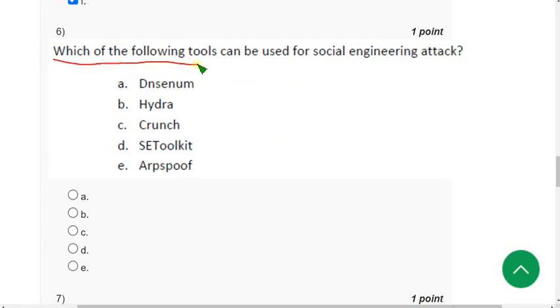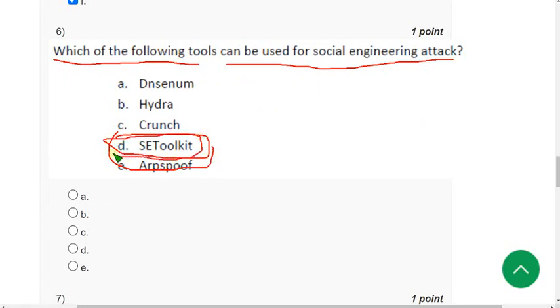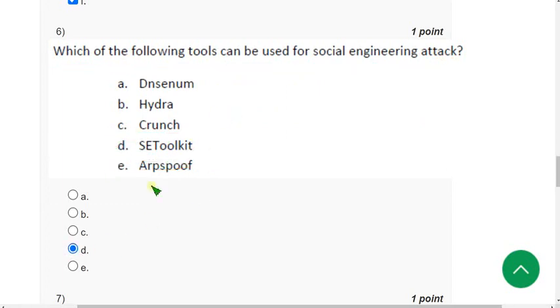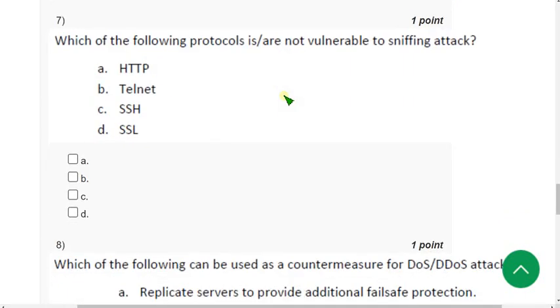Which of the following tools can be used for social engineering attack? For the sixth question, the probable answer is option D, SE toolkit, social engineering toolkit, I hope. So mark option D as the probable solution for the sixth question. Now let's move on to the seventh one.